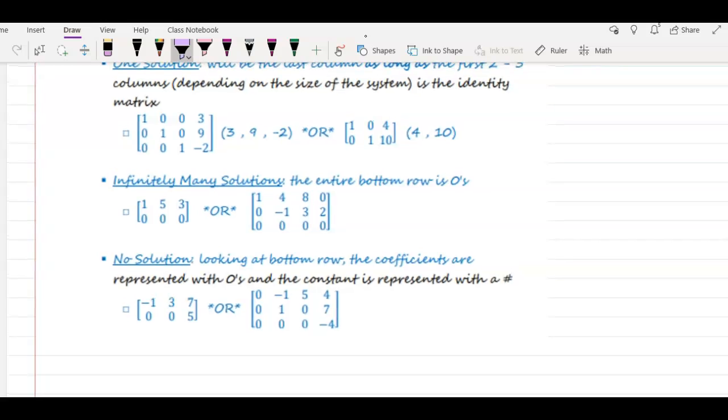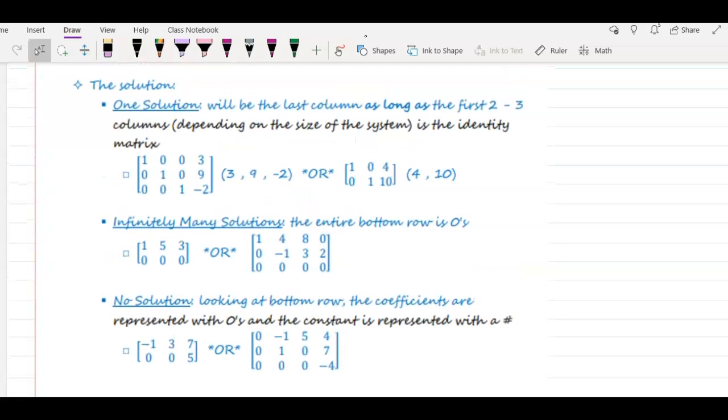Looking at the example in our notes up here, you'll see the same thing happen here. We have 1s on the diagonal. Again, we're not going to focus on 3 by 3 just yet. We'll do that later on. And our answer is to the right.